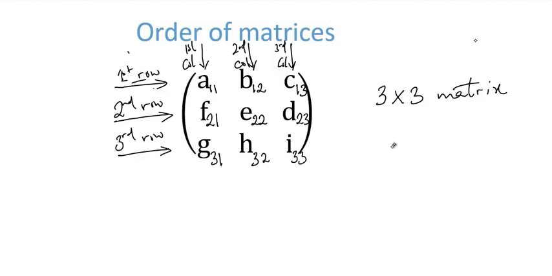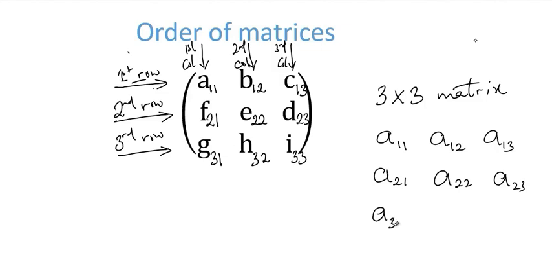So we can say the matrix entries become first row, first column, first row, second column, first row, third column, second row, first column, second row, second column, second row, third column, third row, first column, third row, second column, and third row, third column. So this is for the 3 by 3 matrix.